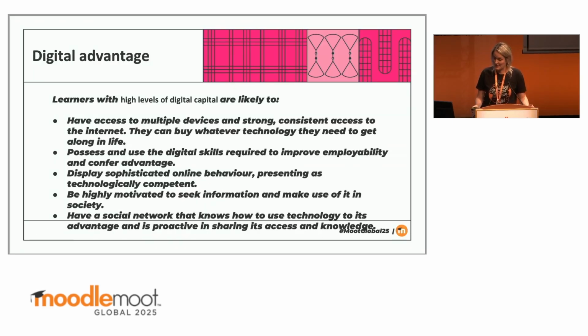This is now really unattractive on this slide, I do apologize. This is what a learner with high levels of digital capital is likely to be. They're likely to have access to multiple devices and strong, consistent access to the internet. They can buy whatever technology they need to get along in life. They possess and use the digital skills required to improve employability and to gain advantage, and they probably have sophisticated online behavior and present as technologically competent. They'll be highly motivated to seek information and make use of it in society, and they have a social network that knows how to use technology to its advantage and is proactive in sharing that access and knowledge back with the individual.